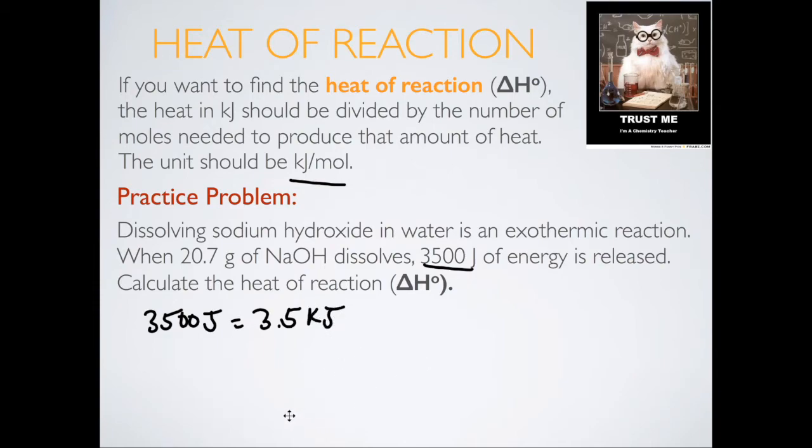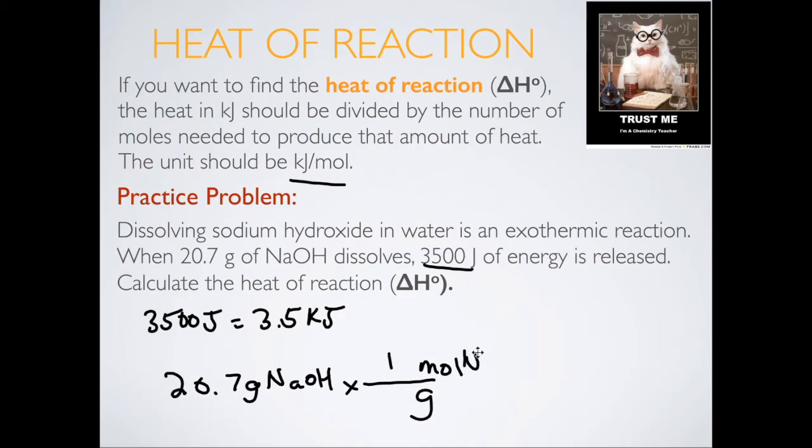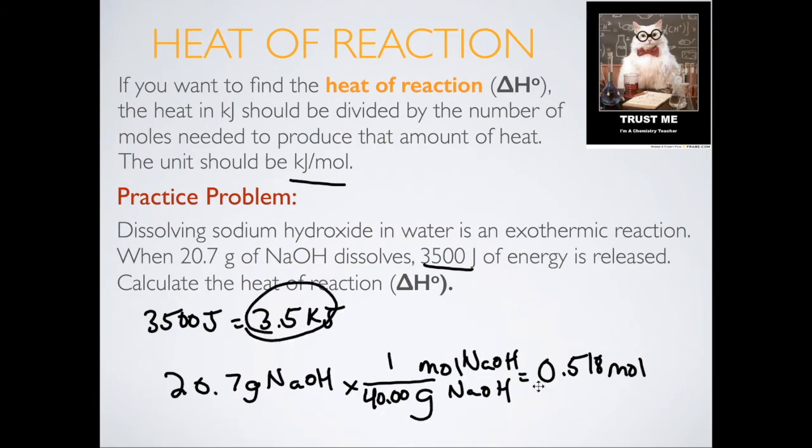Now I also want moles. They don't give me moles, but they do say that I have 20.7 grams of sodium hydroxide. So I can do a one-step gram to mole conversion here. The molar mass of sodium hydroxide is 40.00. So when I divide these two, I end up with 0.518 moles.